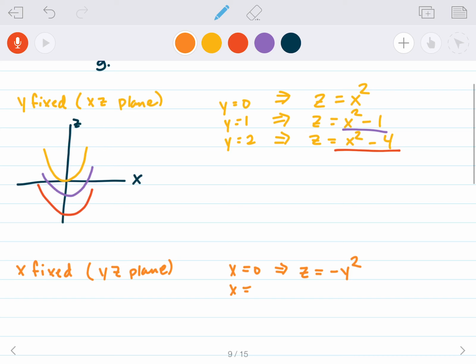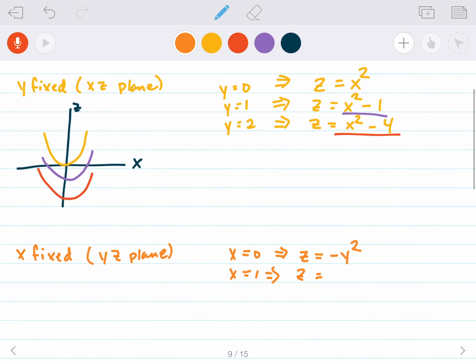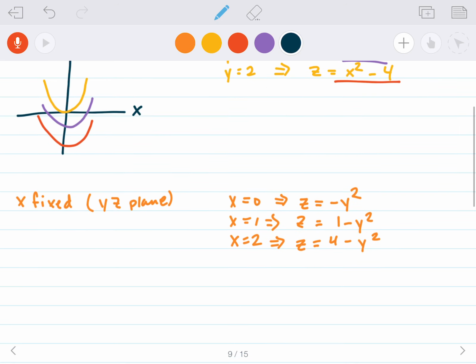When x is equal to 1, we get z is equal to 1 minus y squared. And when x is equal to 2, we get z is equal to 4 minus y squared. Let's go ahead and graph these on the yz plane. So here's my z, here's my y. The first one is negative y squared, so this is a parabola opening downward, like that.